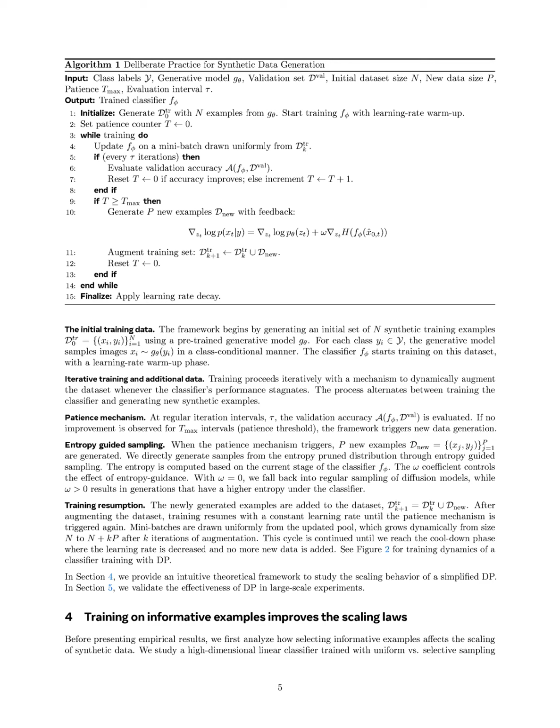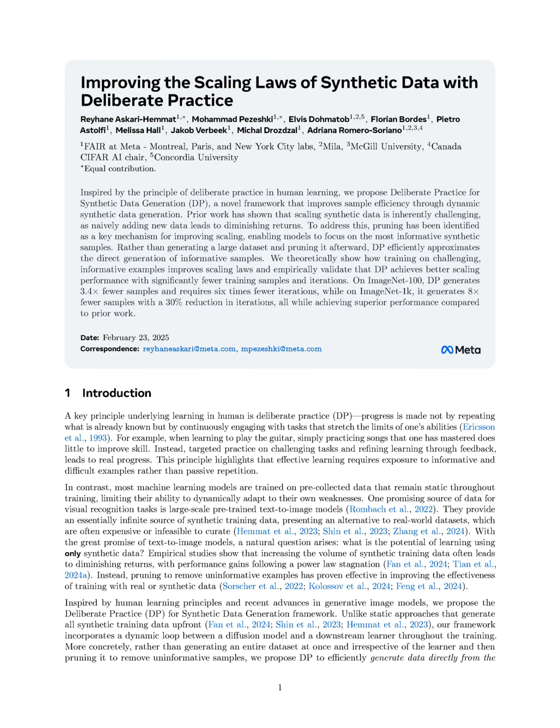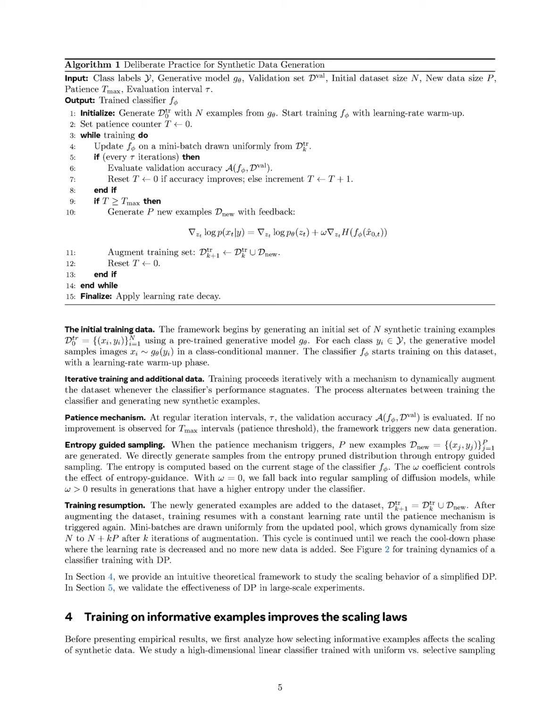As training progresses, the framework employs a patience mechanism to evaluate the classifier's validation accuracy at regular intervals. If no improvement is observed, new data generation is triggered. During this phase, the framework generates additional examples guided by the learner's prediction entropy, ensuring that only the most informative and challenging samples are added to the training set. This iterative process continues, dynamically augmenting the dataset and resuming training until a cooldown phase is reached, where the learning rate is decreased and no further data is generated.